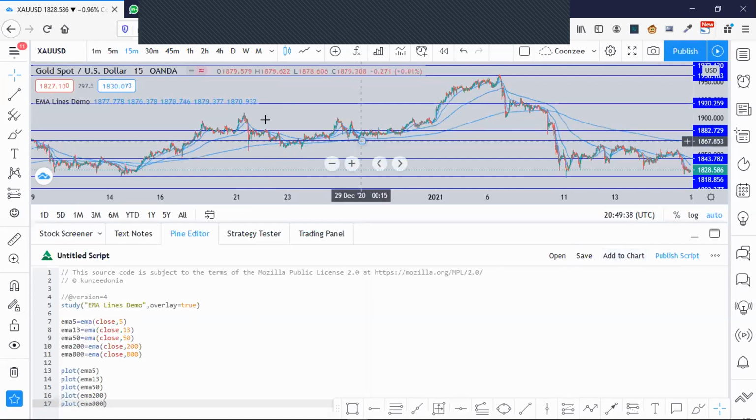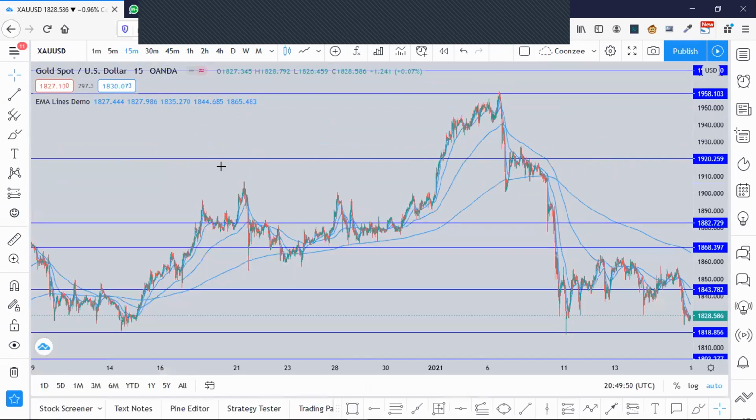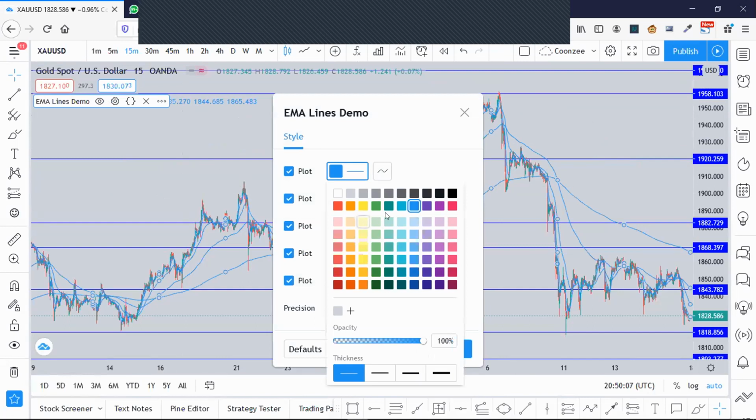Yes, so as you can see now, the EMAs are already on my chart. What you just need to do is close this Pine editor by clicking it. Now you have the opportunity to change the color. Easily, I can come over here, go to settings, and change the color to what I want. I like using yellow for the EMA 5.